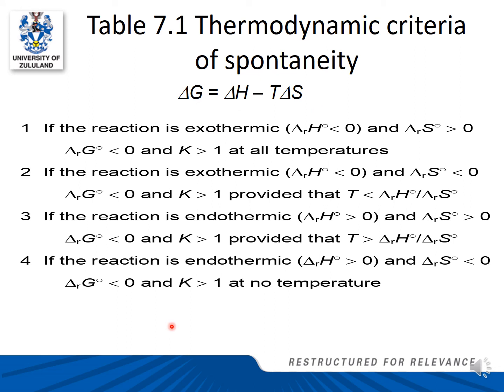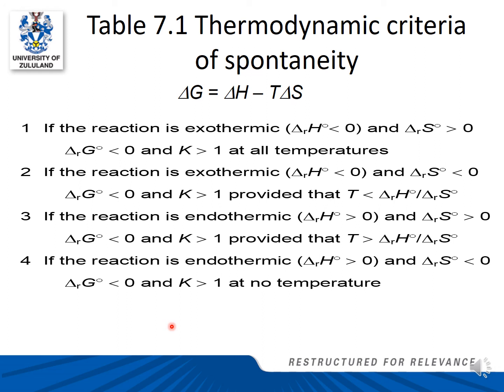there are a number of factors that one can summarize if we still want to look at the relationship between reaction Gibbs energy as well as the equilibrium constant of the reaction. So the first scenario, we say that if the reaction is exothermic, we know that for an exothermic reaction, it means delta H is less than 0. So if it is exothermic and the entropy of the system is greater than 0, it means that delta G should be less than 0 and K should be greater than 1 at all temperatures.